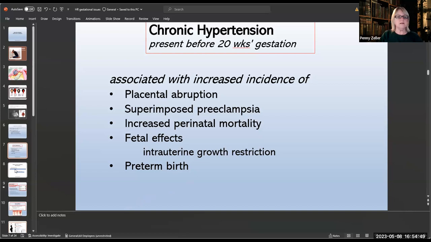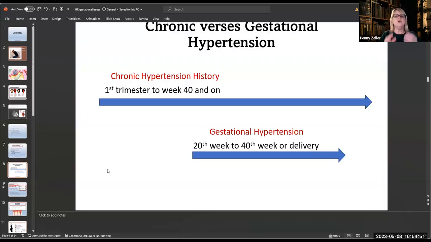So let's look at these again. I want to explain this to you a little better. The difference between chronic hypertension versus gestational hypertension is the timing. At the top here, chronic hypertension history. The day she got pregnant, she already had high blood pressure. She had high blood pressure before she got pregnant. And so that's going to continue for her whole pregnancy, right? That's her history. Whereas gestational hypertension only occurs during pregnancy, and it occurs after the 20th week, and it's resolved at the end of the pregnancy.